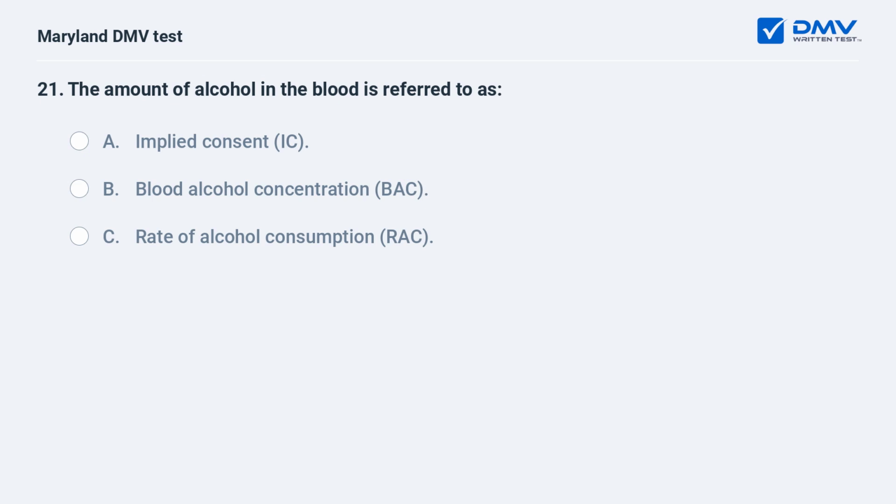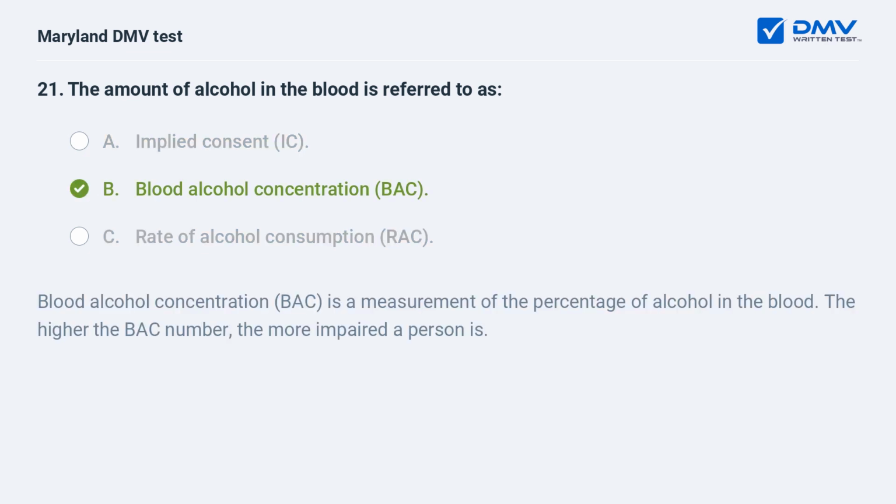The amount of alcohol in the blood is referred to as: A. Implied consent, IC. B. Blood alcohol concentration, BAC. C. Rate of alcohol consumption, RAC. B. Blood alcohol concentration, BAC. Blood alcohol concentration is a measurement of the percentage of alcohol in the blood. The higher the BAC number, the more impaired a person is.